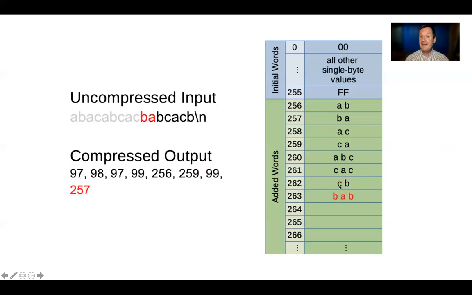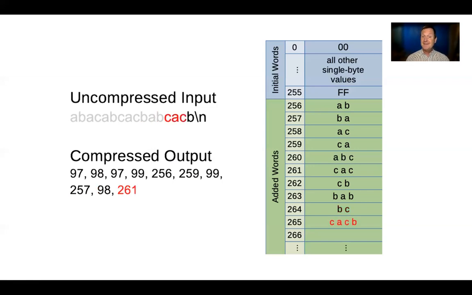Continuing, BA is already in our dictionary. So we write out the code for that. Here, one code is going to give us 2 characters. So we're getting compression. And we go ahead and add BAB, the word we just wrote a code for, plus the next character. We add that to our dictionary in case we see it later. Continuing from this, BC is not in our dictionary. So we write out a code for B and add BC to our dictionary.